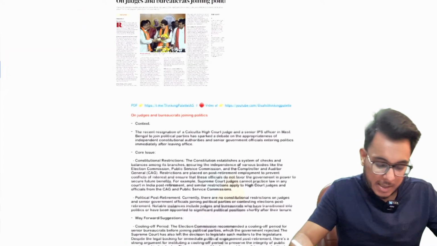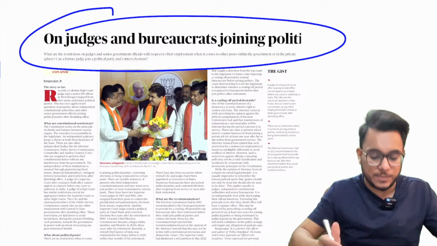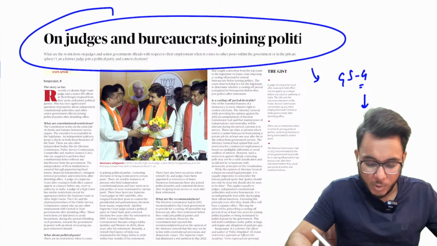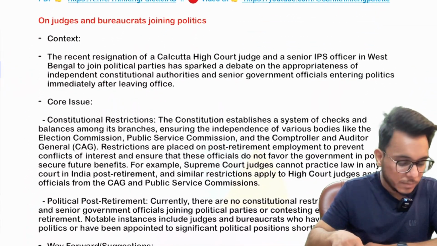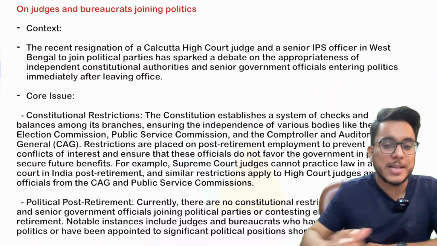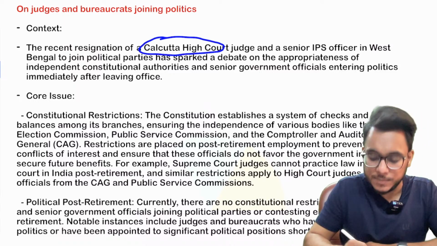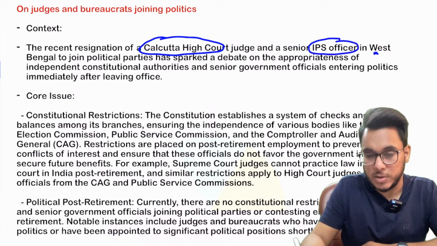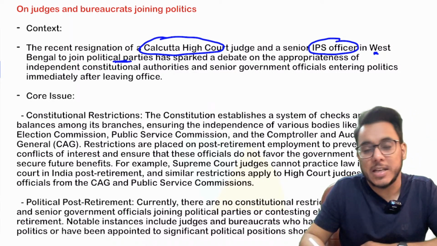Now moving on to the next article, on judges and bureaucrats joining politics. This article we will see with respect to GS paper number 4, ethics. Recently, a judge from the Calcutta High Court resigned. A senior IPS officer in West Bengal also resigned, and they are joining political parties and looking forward to contesting the elections.